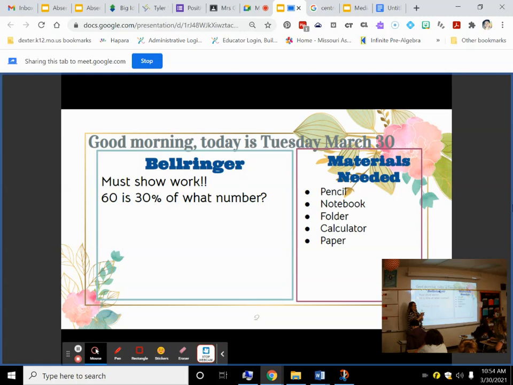Alright, so if I could have your attention, please. If I could have everybody's attention up here, heads up, looking at the board. So yesterday you worked on percent of change. How to find the percent of change? You do the amount of change divided by the original amount. Okay? And then whatever answer you get as a decimal, to change a decimal to a percent, you just multiply it by 100, and that gives you your percent of change.